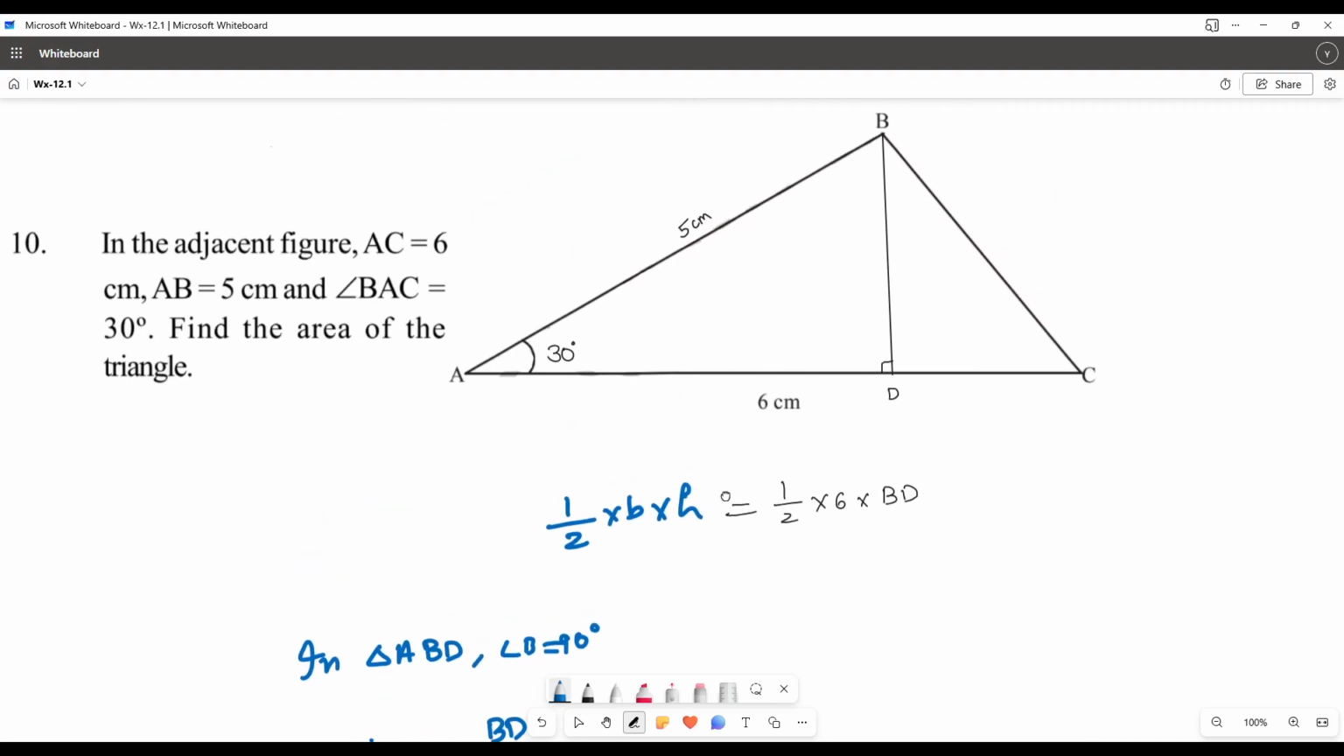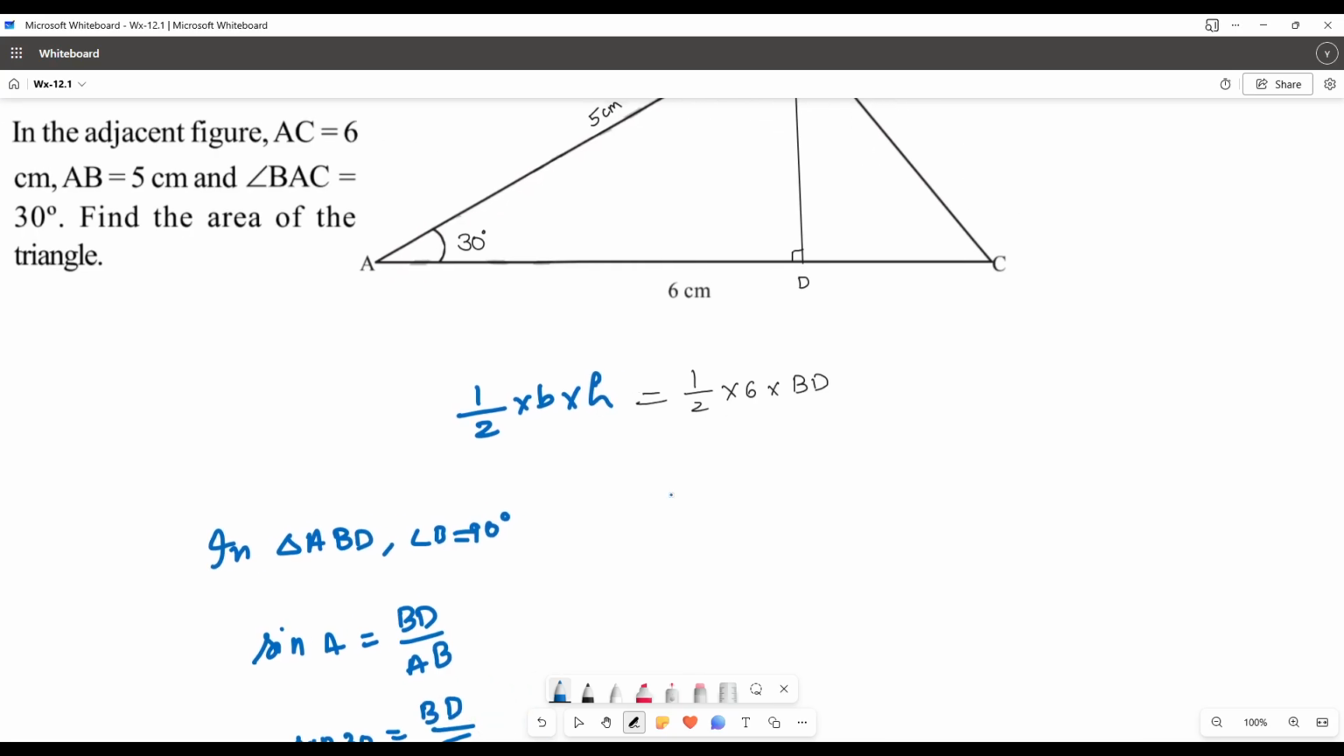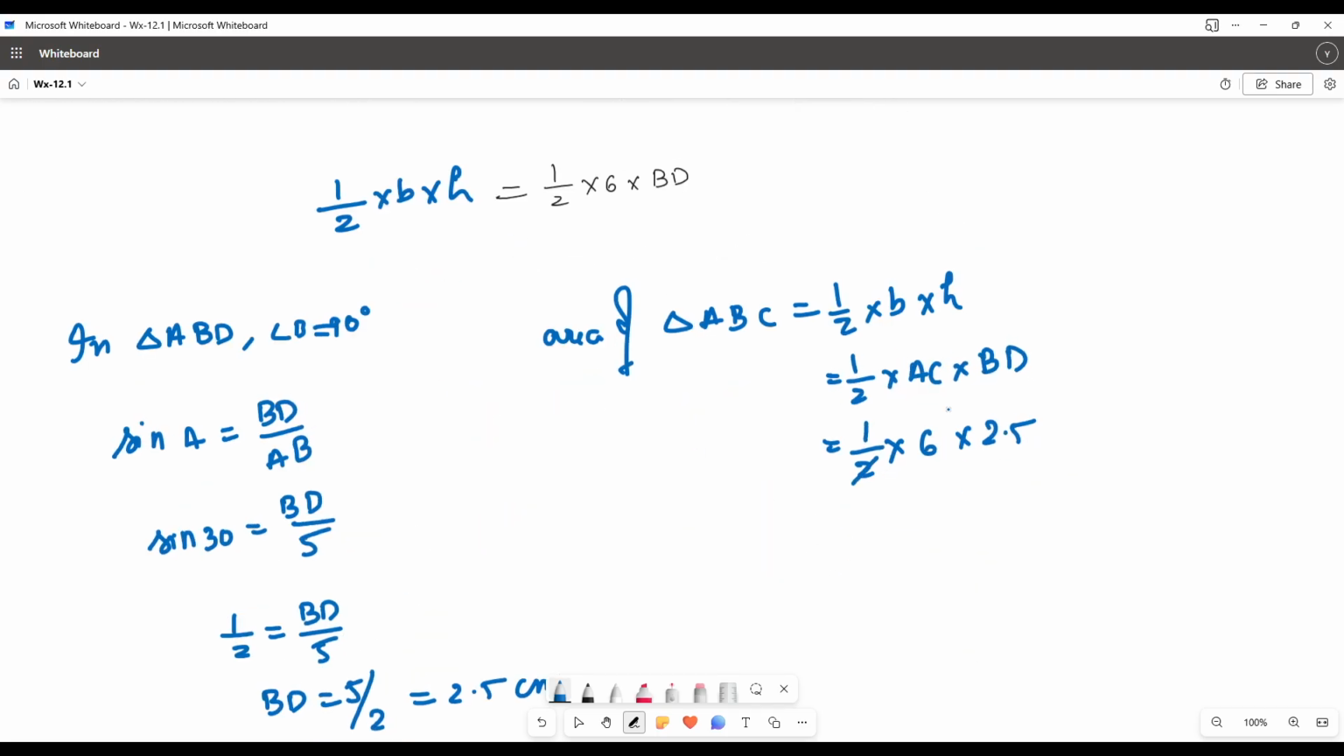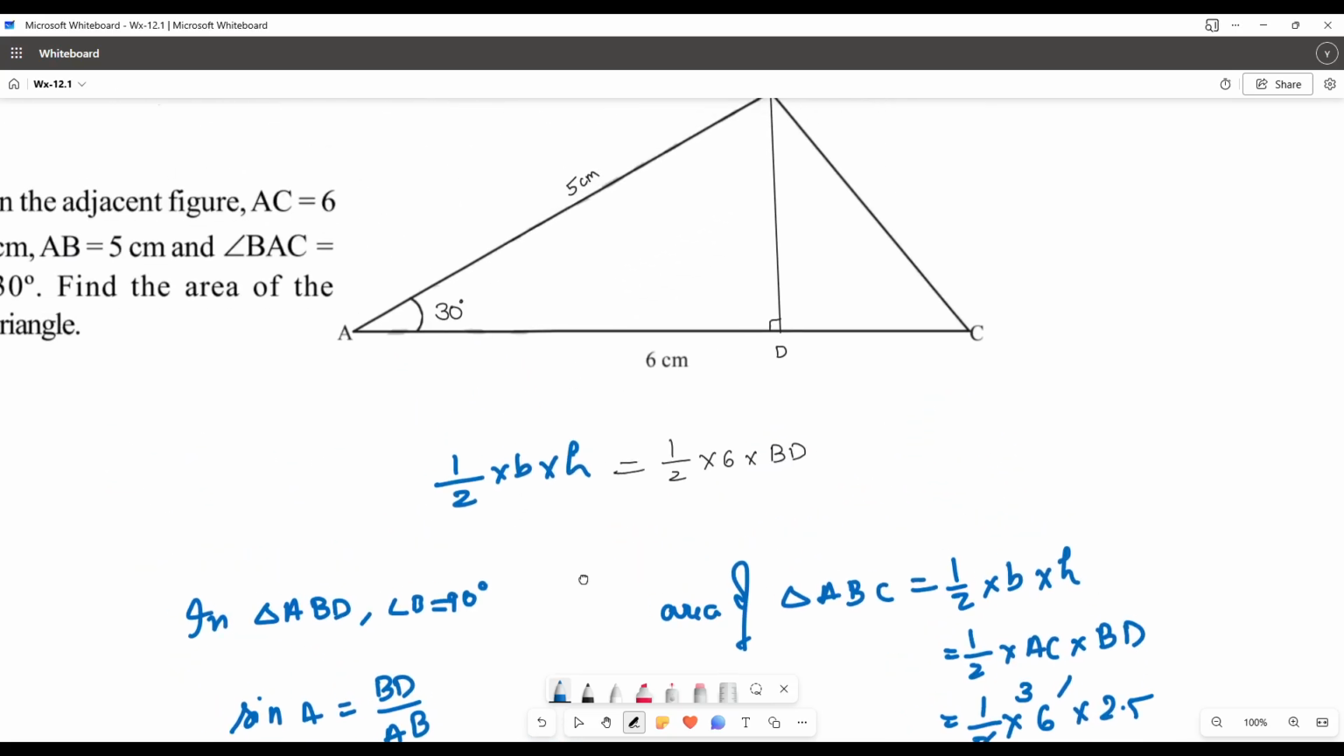We found the length of the height, we have the length of the base, and the only thing left is to find the area of the triangle. Area of triangle ABC is equal to half into base into height, that is half into AC into BD, which is 1 by 2 into 6 into 2.5. We found the length of BD equal to 2.5 centimeters. Now 2 3s are 6, and 3 into 2.5 is 7.5. So this will be 7.5 centimeters square, because the dimensions given in the question are in centimeters, and the area would be centimeters square. That's it.